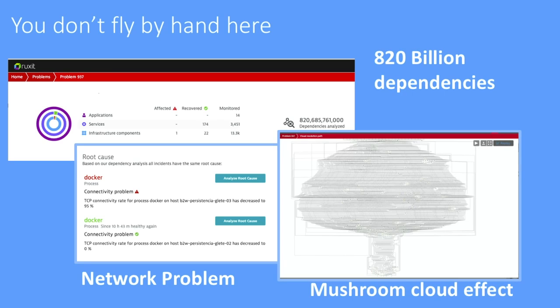My recommendation is really, and obviously I'm a bit biased here, don't fly by hand, which more or less means if you want to manage these environments, you need some tooling that helps you to realize this. This is an example of a microservice environment that had a problem. You see up there, it's about 820 billion dependencies that were analyzed. That's not wrong. It's really 820 billion dependencies. The reason was a networking issue with some of the Docker containers, and that's what the dependency graph looks like. Interestingly, it really looks like a mushroom cloud.